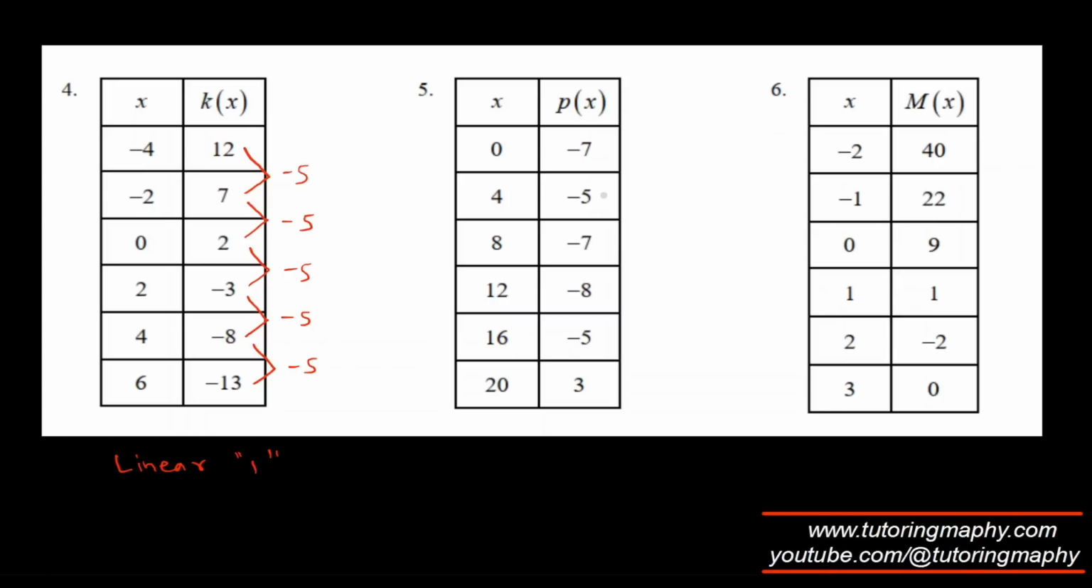Okay. Negative 5 minus minus 7 is 2. Negative 7 minus minus 5 is negative 2. Negative 8 minus minus 7 is negative 1. Negative 5 minus minus 8 is 3. 3 minus minus 5 is 8. Okay. Negative 2 minus 2 is negative 4. Negative 1 minus minus 2 is 1. 3 minus minus 1 is 4. 8 minus 3 is 5.